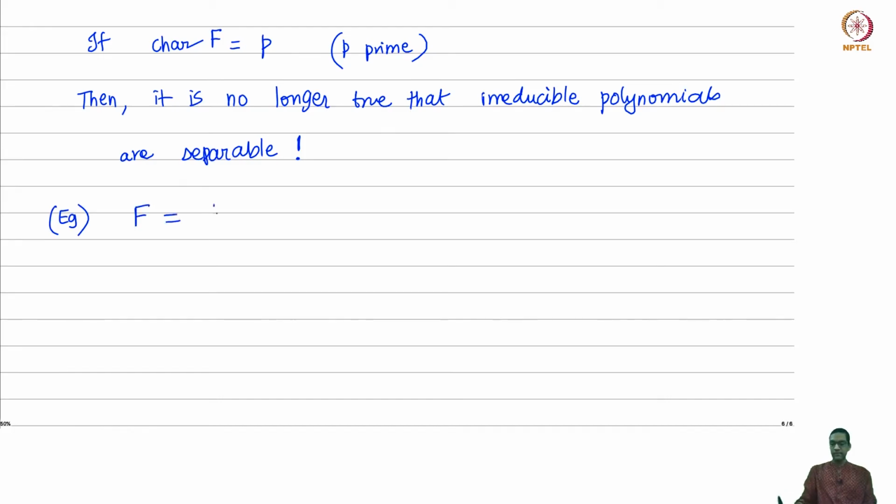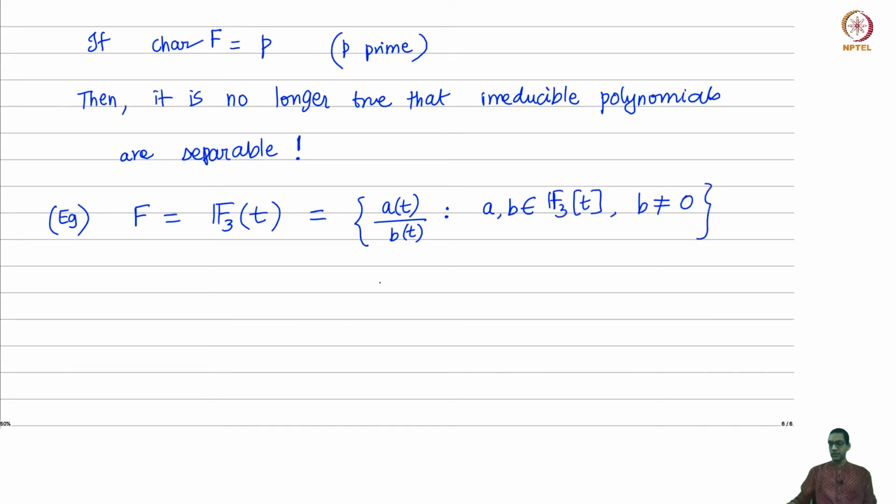So let's take the field F to be the following. I'll take F3, but I'll also adjoin this variable t to it. So what is F3(t)? Here t is just some indeterminate. This is the set of all rational functions, so the field of rational functions in the variable t, which means it's polynomial divided by polynomial. So what are a and b? They are both polynomials with coefficients in F3, and the denominator is not 0, so b is not the 0 polynomial. Okay, so this is the field of rational functions.